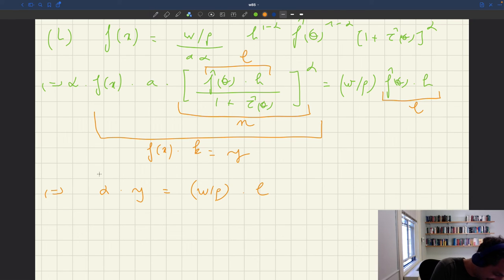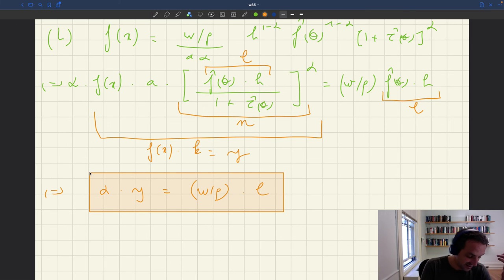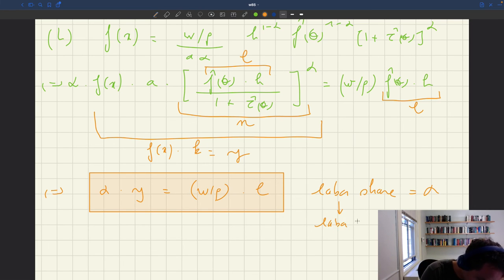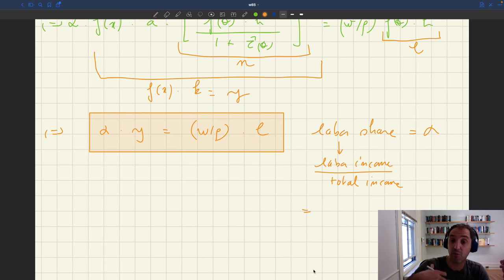And actually, this equation has a very natural interpretation. What is it saying? It says that the labor share is equal to alpha in the model. This is a very simple interpretation because the labor share is labor income divided by total income. And labor income is the real wage that you pay all your workers, so W over P.